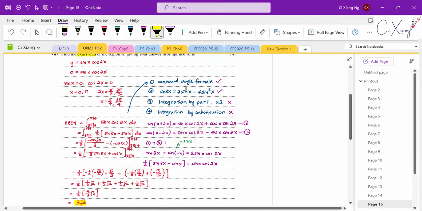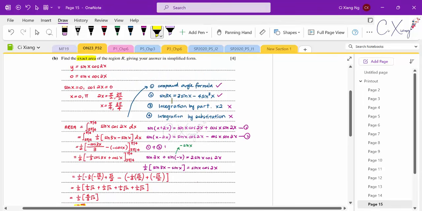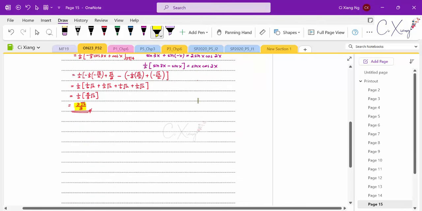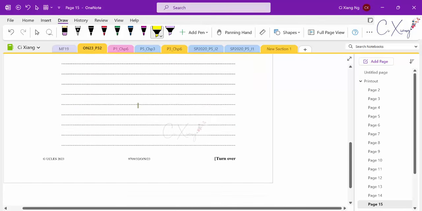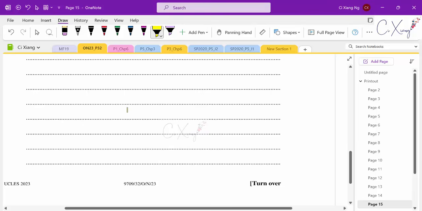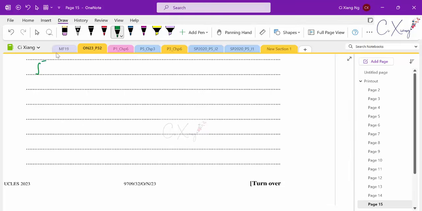Okay, so let's have a look at the second method where you are using sine 3x equals 3 sine x minus 4 sine power 3x. So how are we going to solve the question here? Okay, so I will show it here under this part. Okay, so again, we are going to integrate from pi over 4 to 3 pi over 4 for the function, right? So I'm having sine x cos 2x.